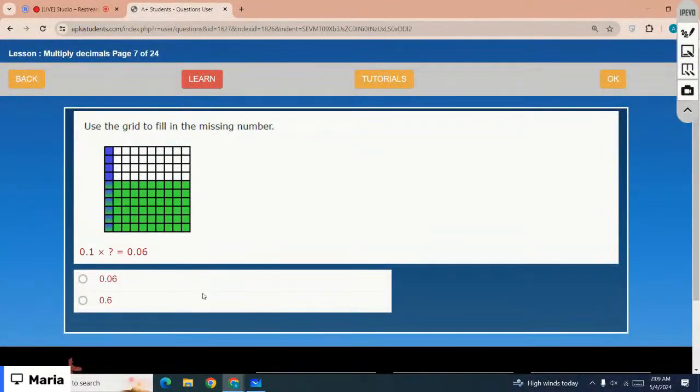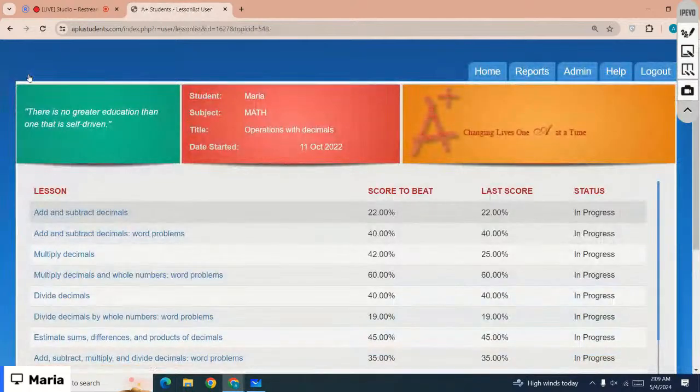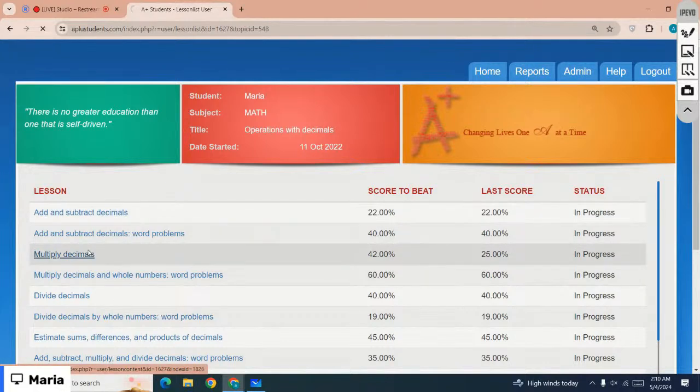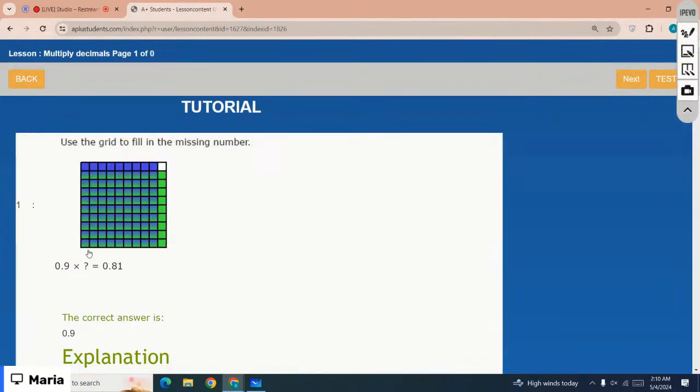You can complete the lesson by yourself later today. Let me move on to the next lesson, add and subtract decimal word problems. You can do the word problems on your own, right? The next lesson is multiply decimals. Let's start with the next lesson.